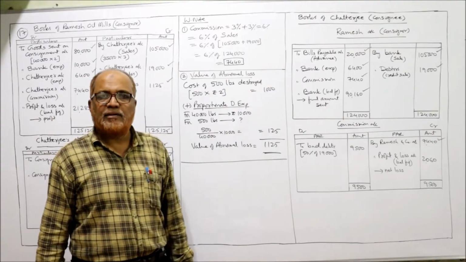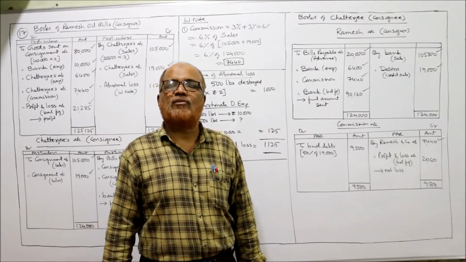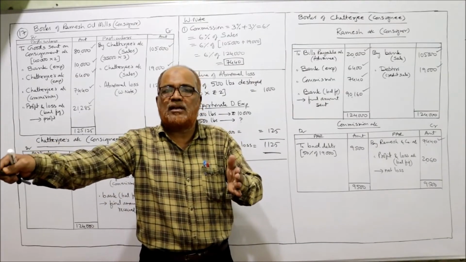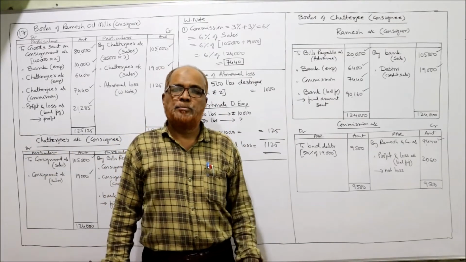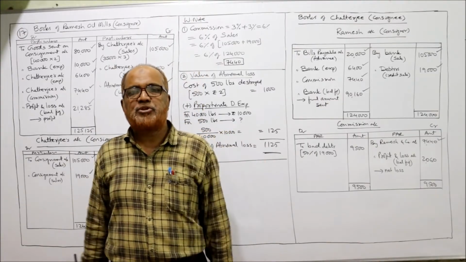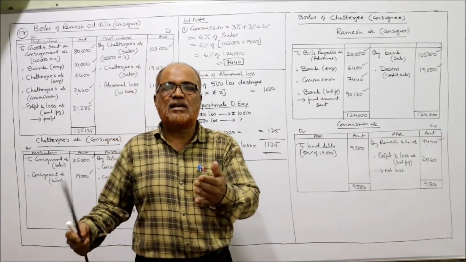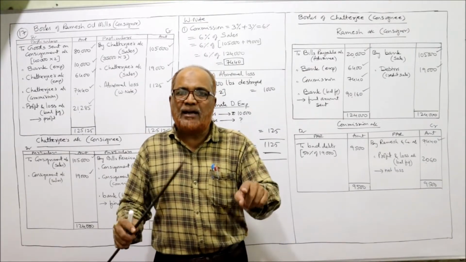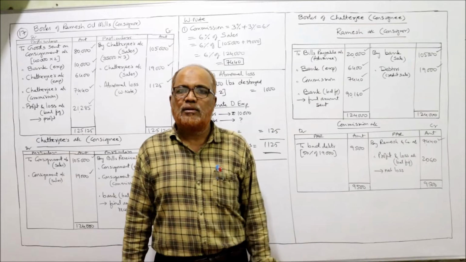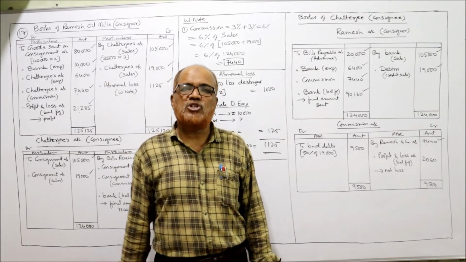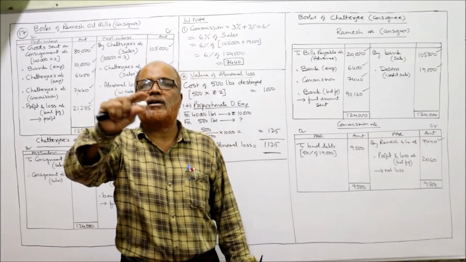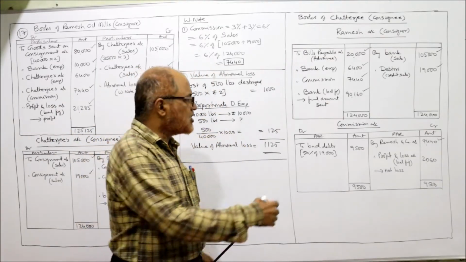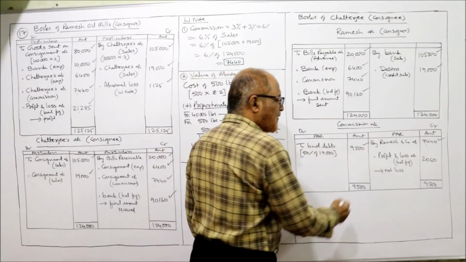Now bad debts. Chatterjee has incurred bad debts of rupees 9,500 because Chatterjee has sold the goods to X and Company for 19,000. But X and Company became bankrupt. Only 50% is recovered. Remaining 50% is bad debts, loss. So bad debts will be charged to commission account. So the entry will be commission account debit to bad debts, 9,500.